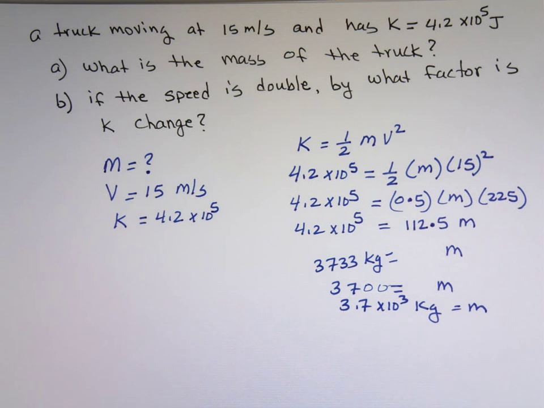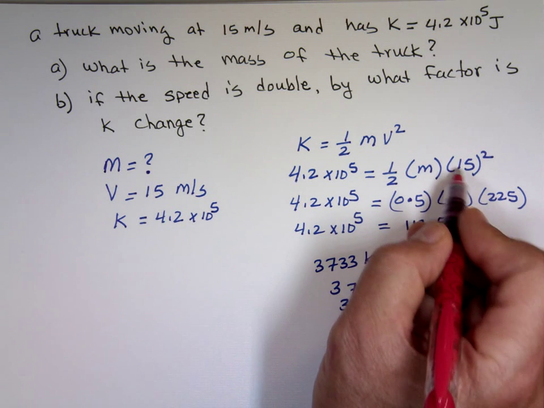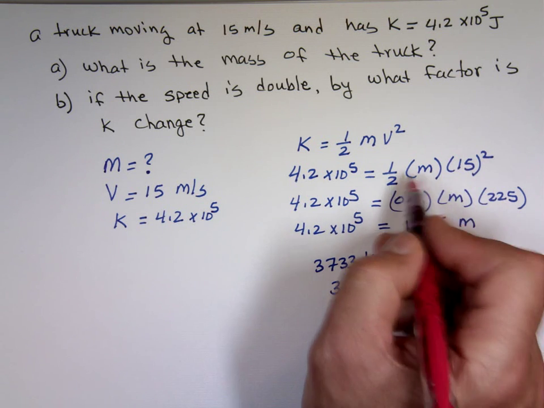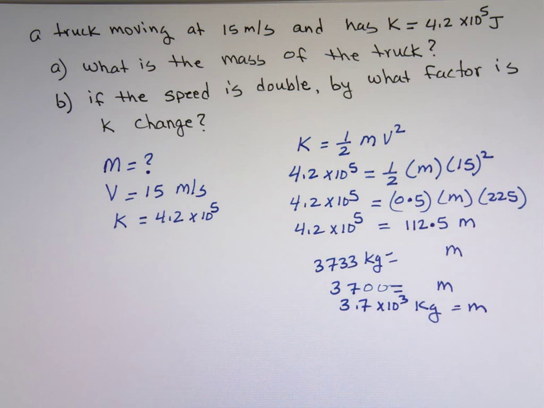Now if we double that, if the speed doubles, by what factor does the kinetic energy change? I will say 4. Why? Because that's going to be 2 times that number. When you square the 2, what's the factor? 4, because that doesn't change and that doesn't change. But I'll show you the math. Let's double that speed.